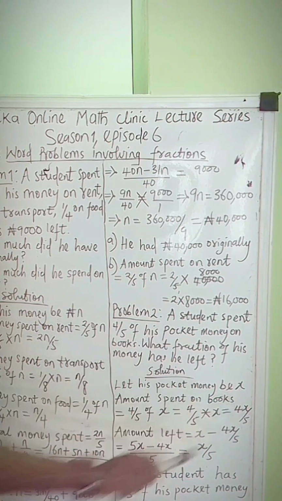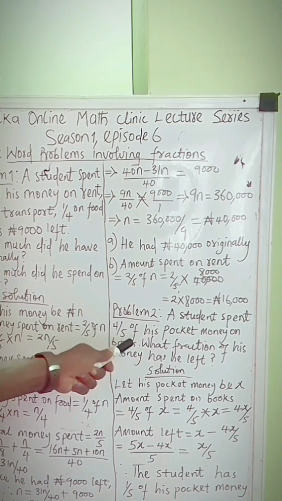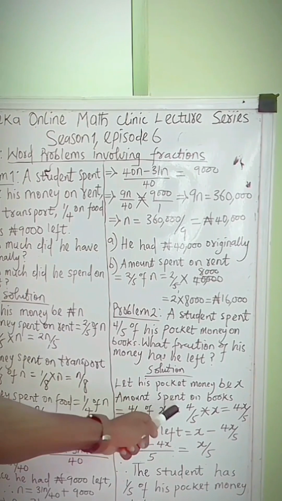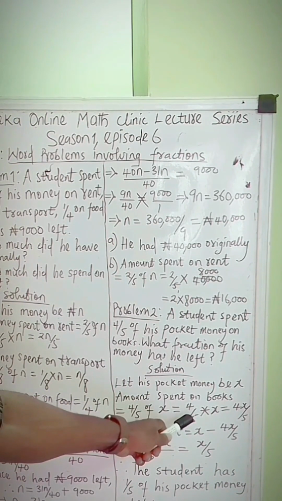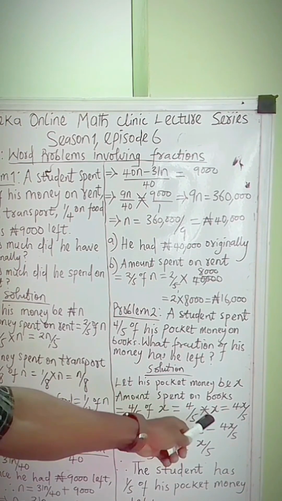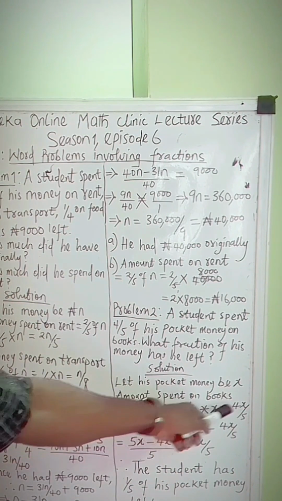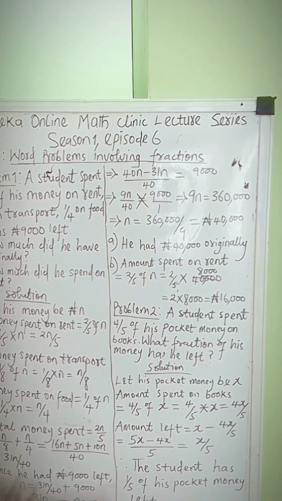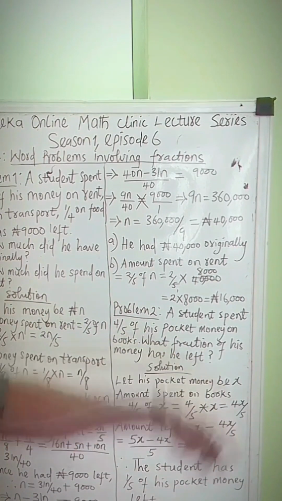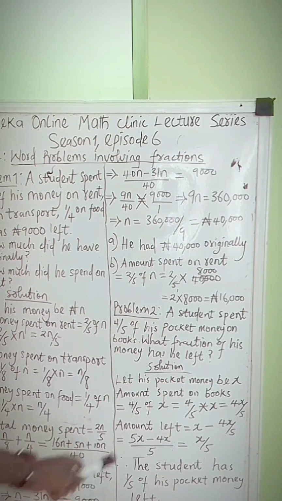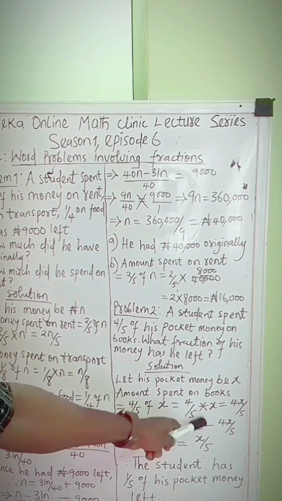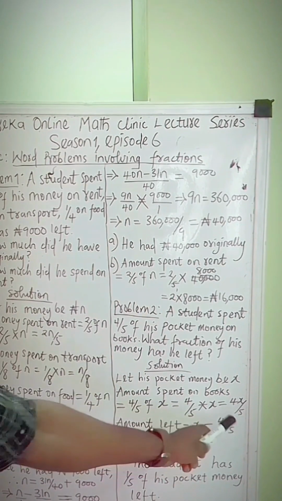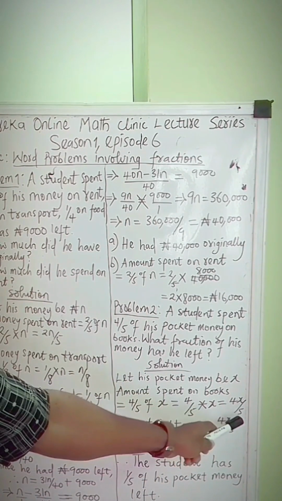Amount spent on books. They say the amount spent on books is 4 over 5 of his pocket money. So we now have 4 over 5 of x, which is 4 over 5 times x. Of changes to multiplication. So 4 times x will give us 4x over 5. So amount left. Because the question is, what fraction of his money has he left? So we need to get the amount left first. Amount left will be equal to his pocket money represented by x minus the amount he spent on books. That is x minus 4x over 5.